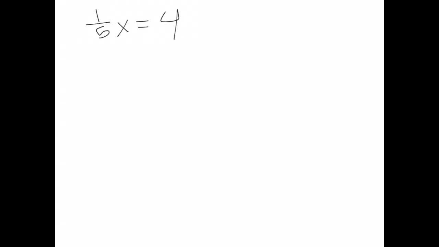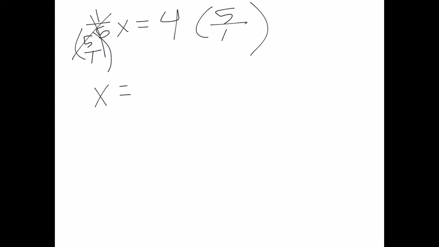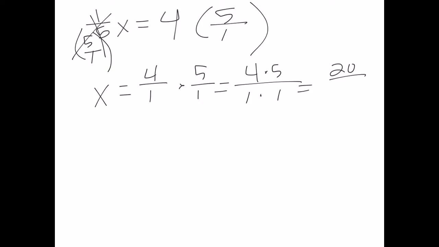To undo multiplication, you must divide. But you can't divide fractions. The only thing you can do is multiply by the reciprocal. The reciprocal for 1/5 is 5 over 1. That cancels out because anything times its reciprocal is 1. X times 1 is x, so it stays the same. Then you multiply 4 by 5 over 1, and that's how you get x equals 4 over 1 times 5 over 1. 4 times 5 over 1 times 1 equals 20 over 1. That's how you get x equals 20.